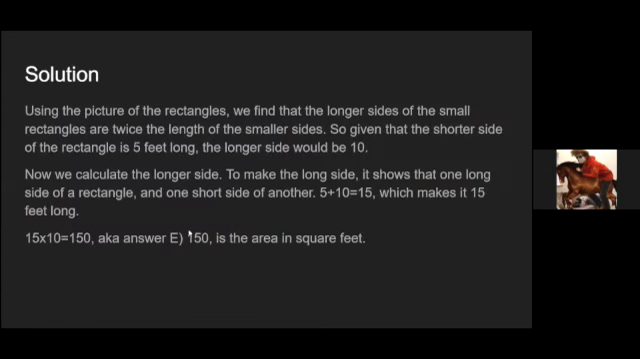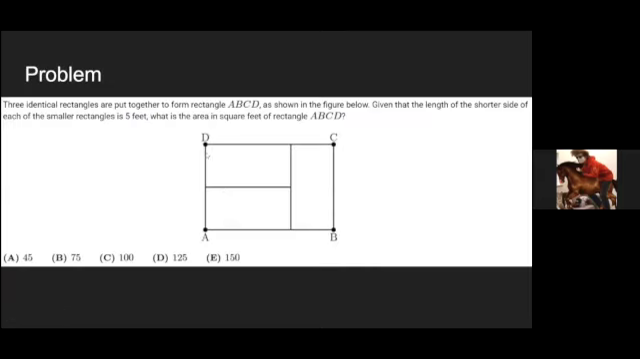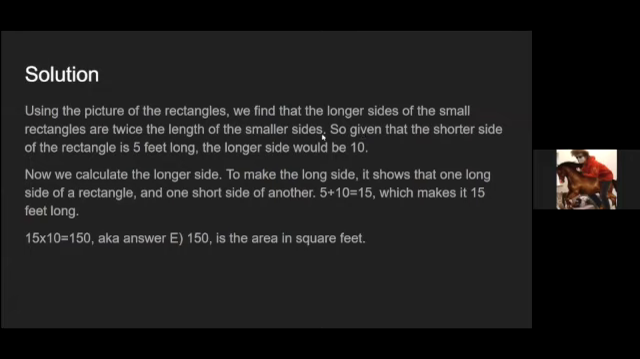The solution is using the picture of the rectangles here. We can find that the longer sides of the smaller rectangles are twice the length of the shorter sides. If you look here, it's basically double the size. So given that the shorter side of the rectangle is 5 feet long, the longer side would be 10. Now we calculate the longer side.